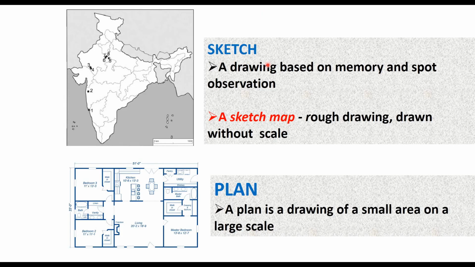What is a sketch? How does it differ from a map? A sketch is a drawing mainly based on memory and spot observation. This does not need a scale or right measurement of distance. This could be a rough drawing. Here is a sketch map of India which doesn't need a scale. Then what is a plan? A plan is a drawing of a small area on a large scale. This gives information like the width and breadth of a room or a plot.